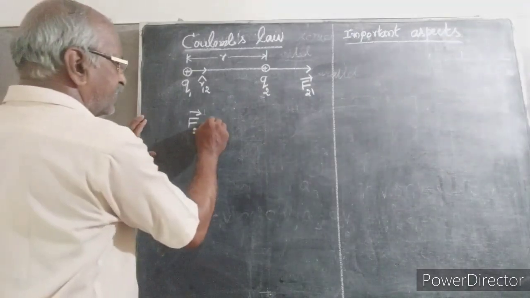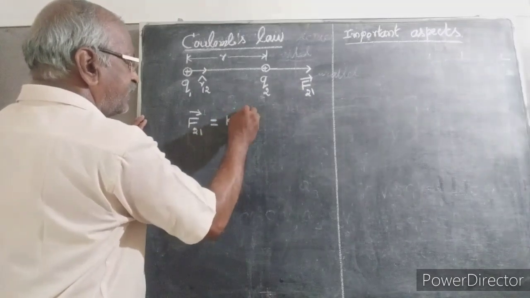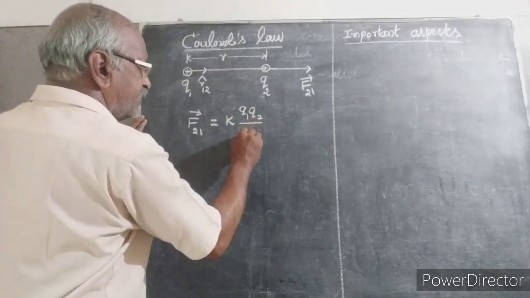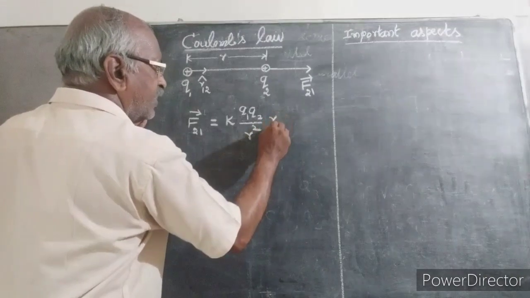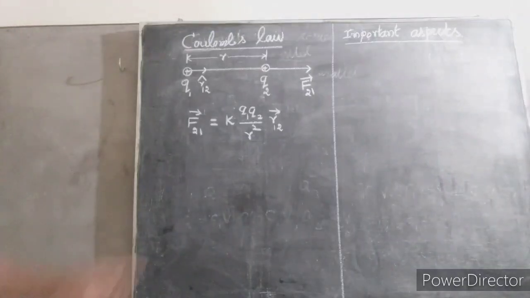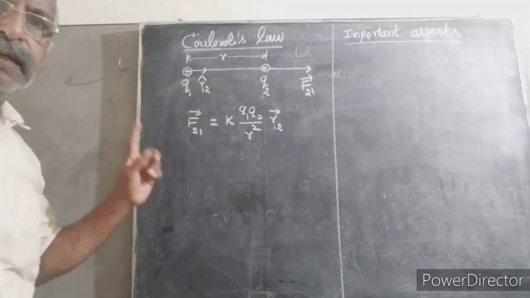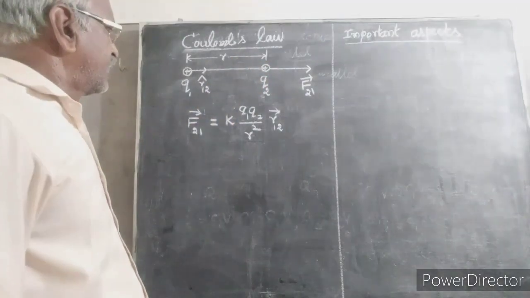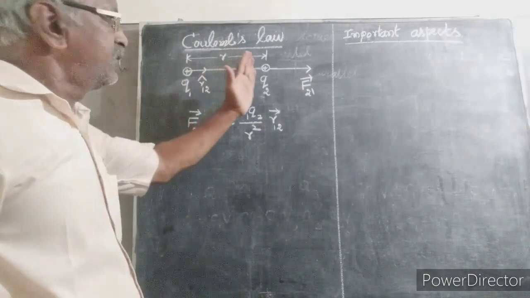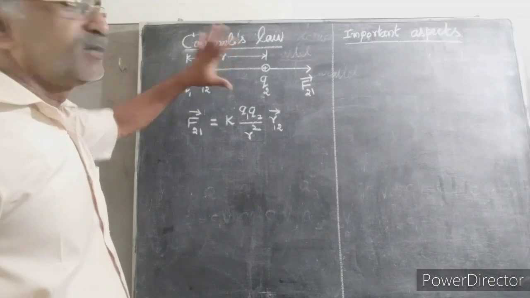Now F21, this is the equation derived by Coulomb: a constant K into Q1 Q2 by R square, R12 cap. So this force is acting from Q1 to Q2, and this is the force acting on Q2. Here R12 is the unit vector from charge Q1 to Q2. So this is given in the topic Coulomb's law.